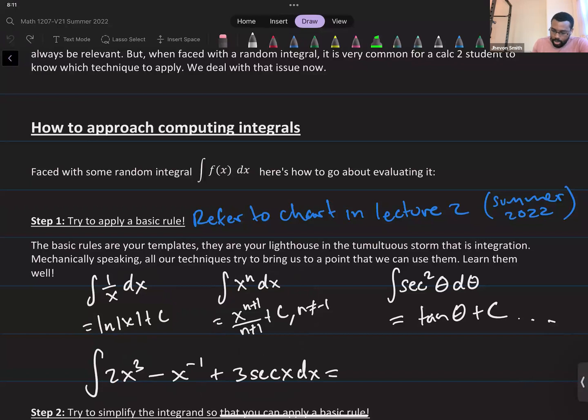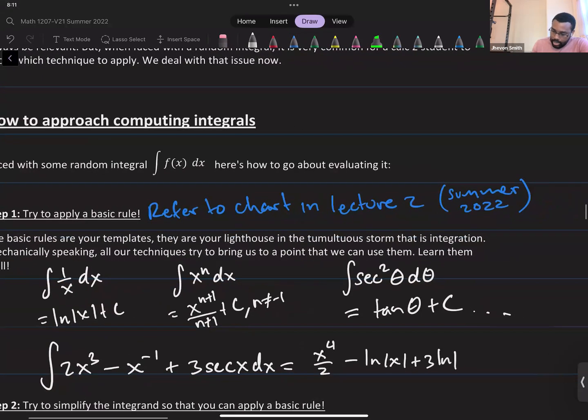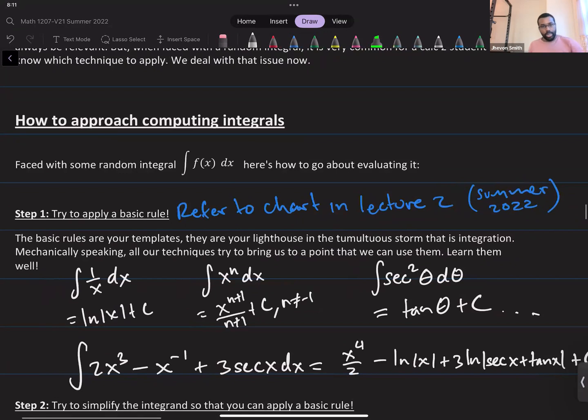So you add 1 to the power, divide by the new power. Here, this just becomes an ln. And here, you know that the antiderivative of secant is just going to be ln of secant x plus tan x, and all that plus c. So that's the first situation, right? Which obviously isn't going to happen in Calc 2 very often, right?